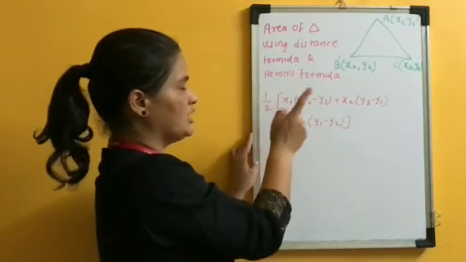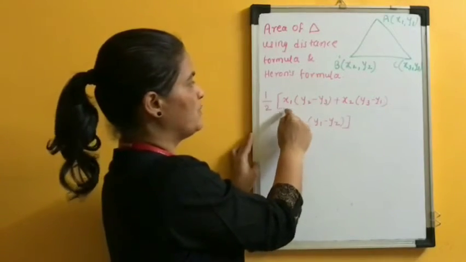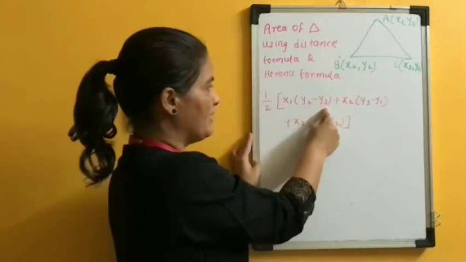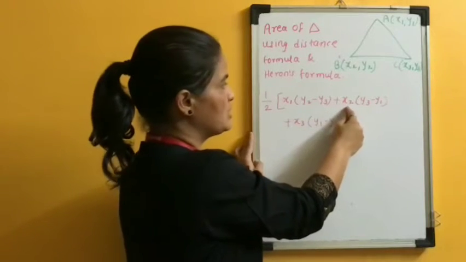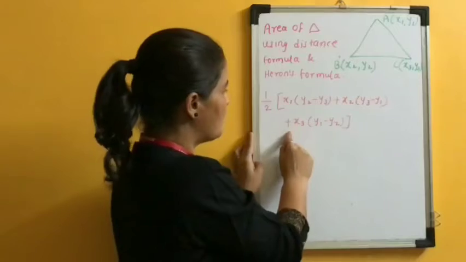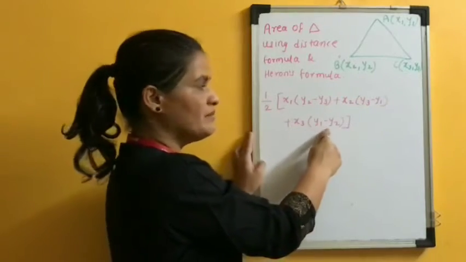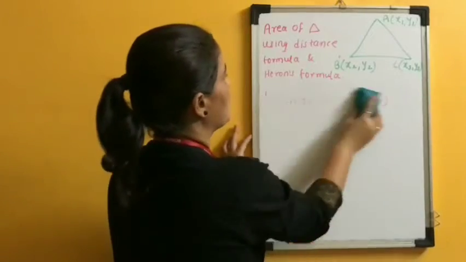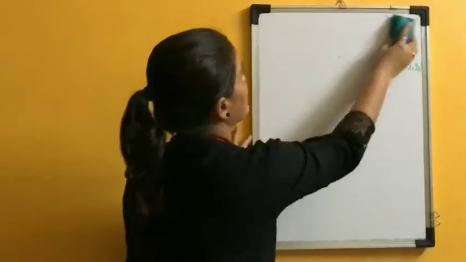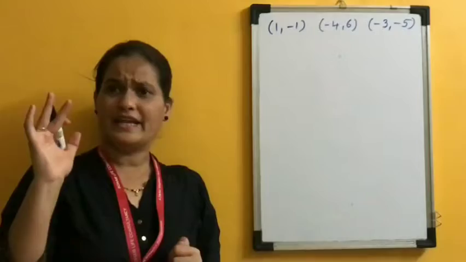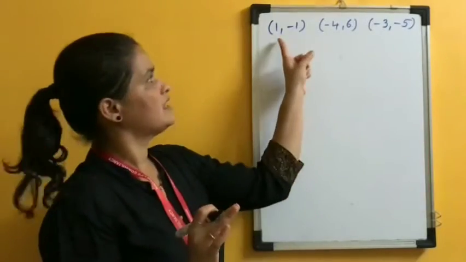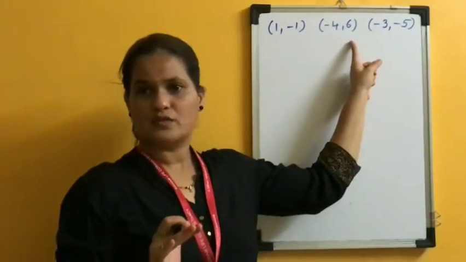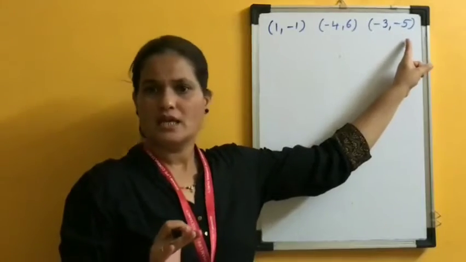So the formula for the area of a triangle is 1 upon 2 into bracket x1, y2 minus y3 plus x2, y3 minus y1 plus x3, y1 minus y2. So let's see how we can use this formula for solving the examples. Find the area of the triangle whose vertices are 1, minus 1, minus 4, 6 and minus 3, minus 5.